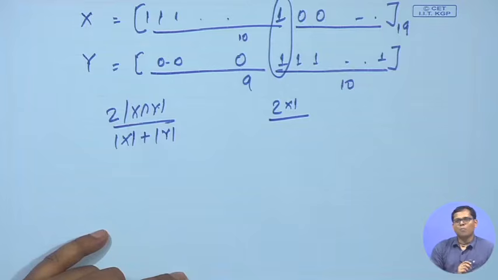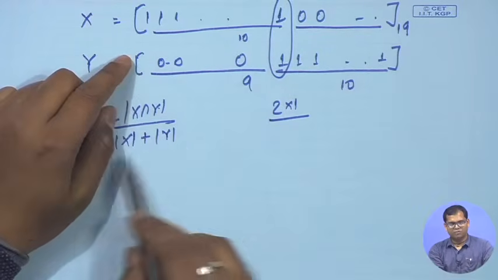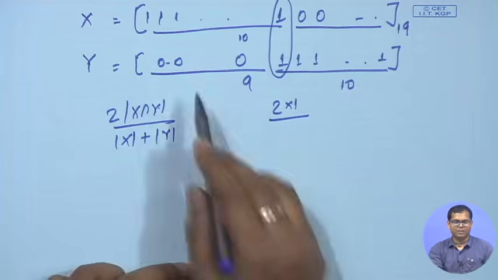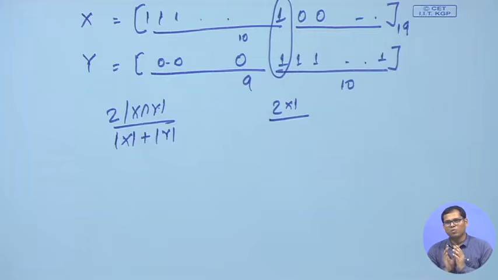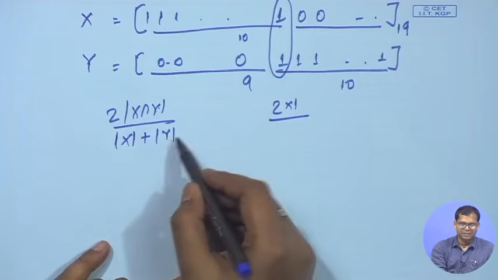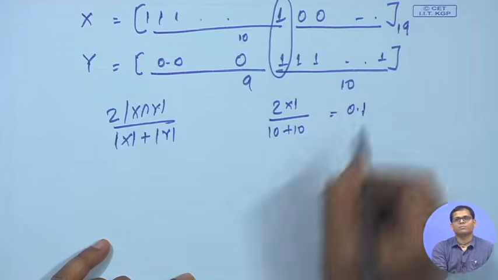Length of x, how many ones are there? Okay. So you will not take the length of the vector, because otherwise it will be the same for everything. Everything will have the same size. So length of x means how many entries are 1. So here it will be 10, for y also it is 10. 10 plus 10, so this will be 0.1.